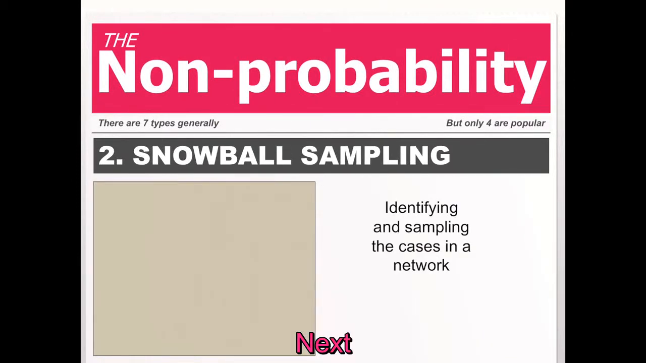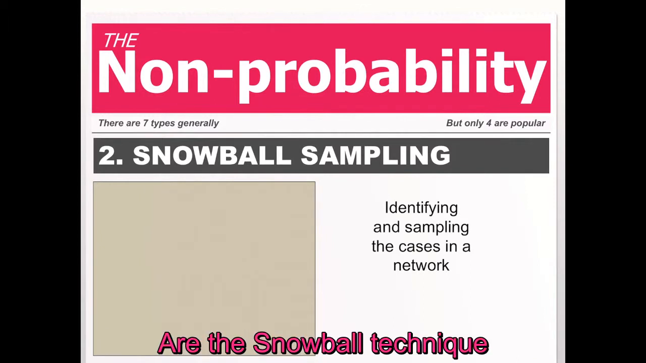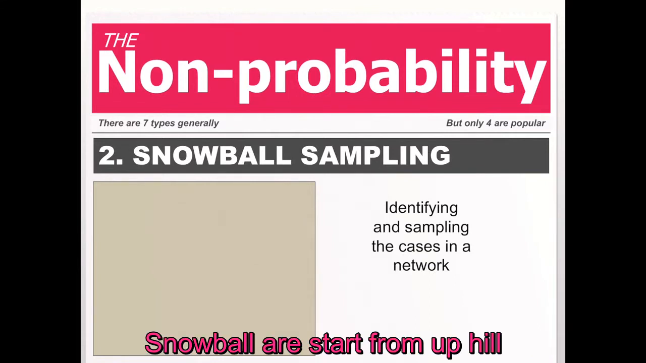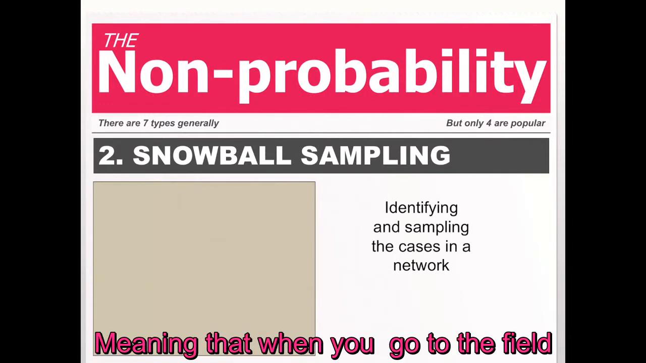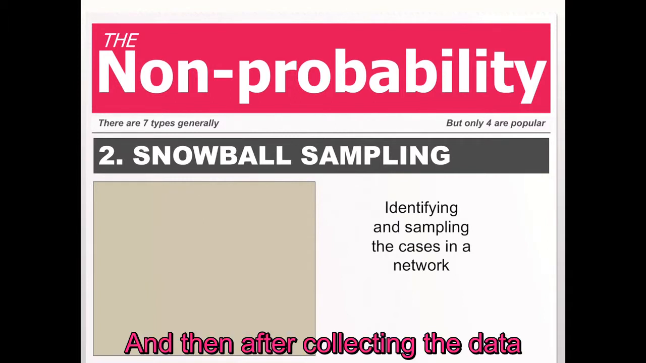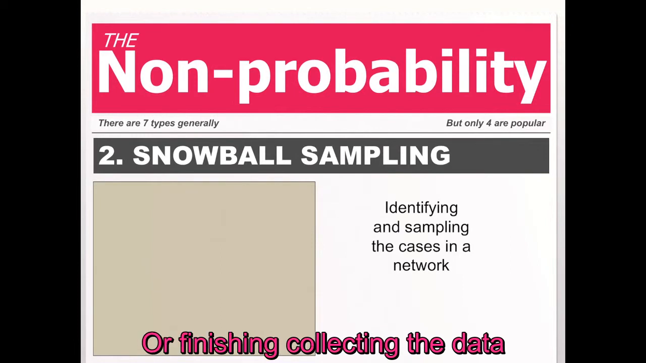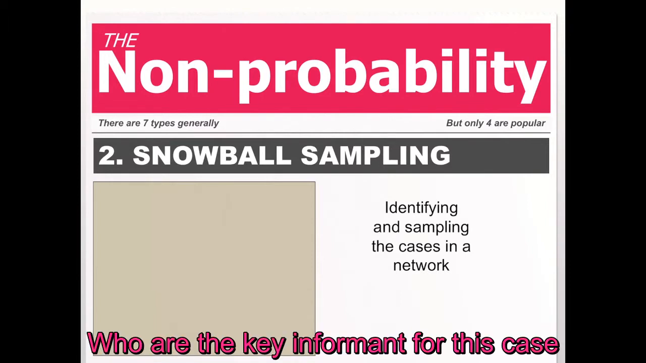Next is called snowball sampling. Some of them always say snowball technique. What is that? Imagine that the snowball starts up here, and when it rolls down, it becomes bigger and bigger and bigger. Meaning that when you go to the field and find one key informant, after finishing collecting the data, you ask them for the next key informant.